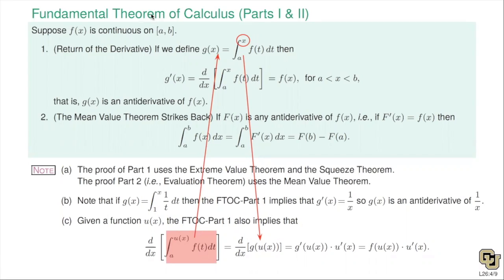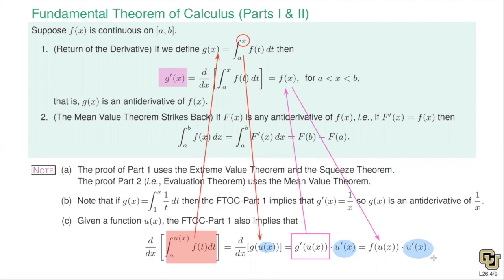And now we know how to take the derivative of a composition. We use the chain rule. So right here's the derivative of the outside, and we already calculated the derivative of g. G prime is equal to f of x. That's what the fundamental theorem of calculus tells us. So g prime of u of x is going to look like f of u of x. And then the other term comes from the derivative of the inside. Here, u of x is the inside function, so u prime is the derivative of the inside.